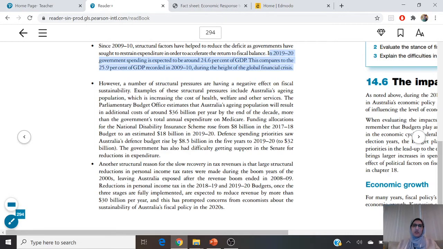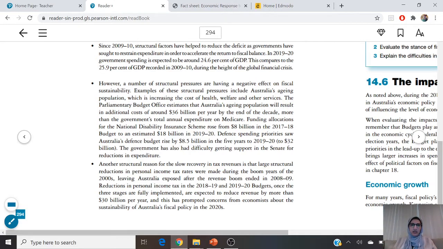Examples of these structural pressures include Australia's aging population. We've been discussing the aging population for quite a while. The main issue is Medicare. The thing is that the government basically just needs to provide Medicare. If we have an aging population, we still have an aging population.